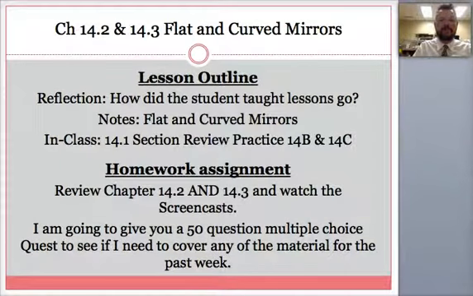Lesson outline. Reflection: How do you think that we did with the lessons that were taught by each other last week? Notes are going to be on flat and curved mirrors, and then in class is 14.1 section review, practice 14B, and finally 14C. Homework assignment is to review chapter 14.2 and 14.3 and watch the screencast. You're going to get a 50-question multiple choice quiz to see if I need to cover any of the material from the past week.